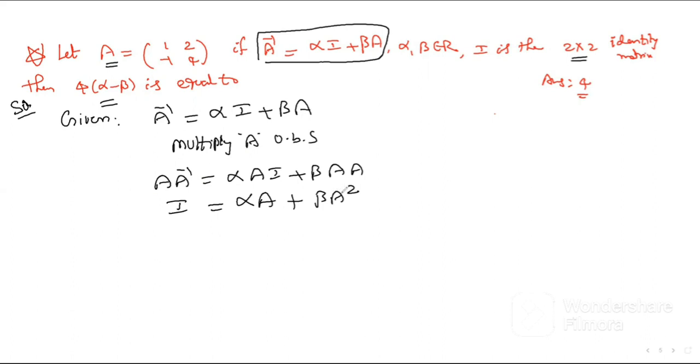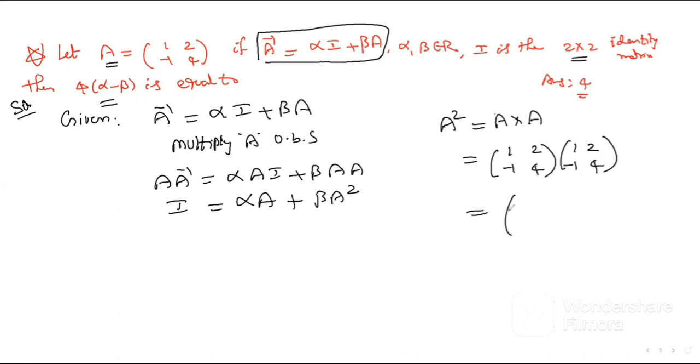Here, first we have to find the A square value. A square is nothing but A into A. So what is A into A here? From the statement, the A matrix is given: [1 2; minus 1 4] into [1 2; minus 1 4]. Now multiply. First row multiply with first column: 1 into 1 minus 2, that is minus 1. First row second column, 10. Second row first column, we get minus 5. Second row second column, minus 2 plus 16, 14. This is the A square value.